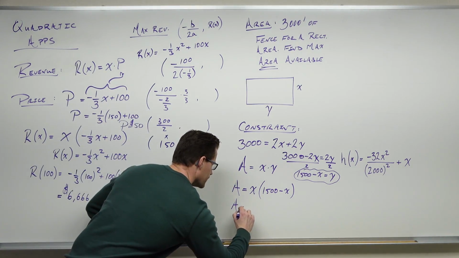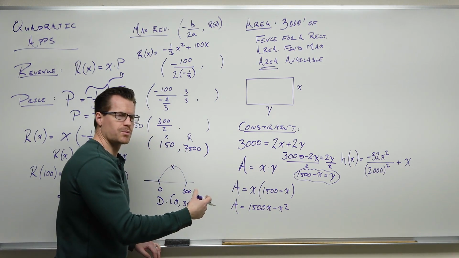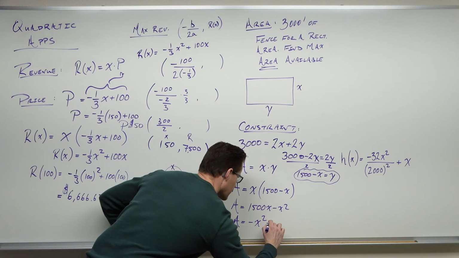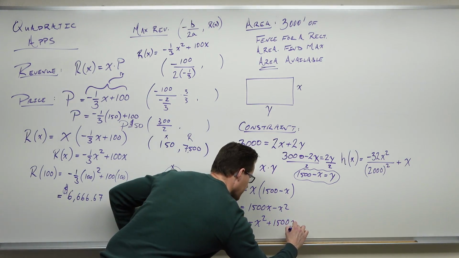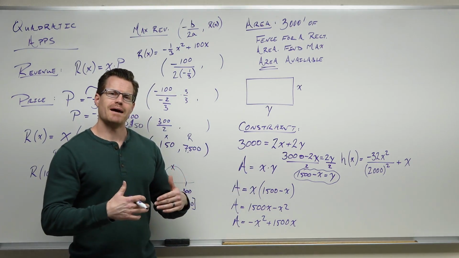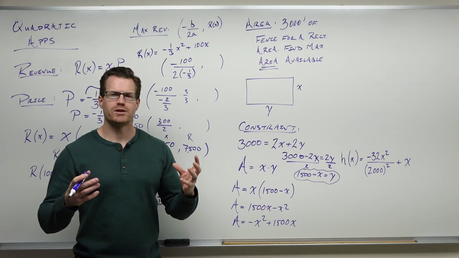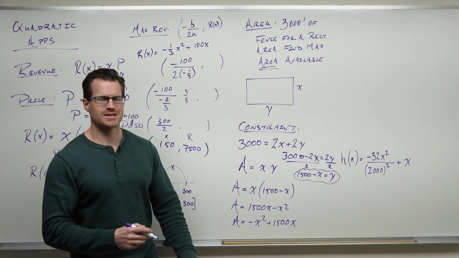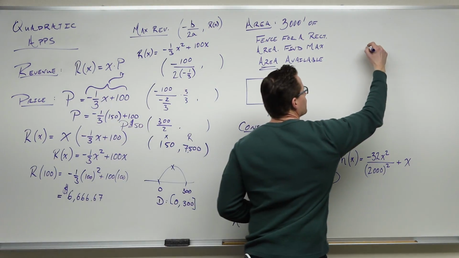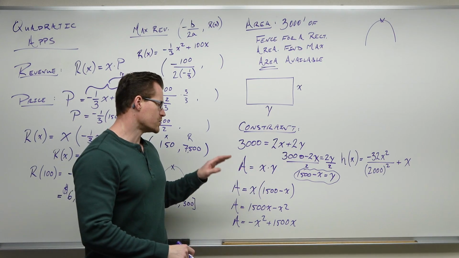If we distribute, and write this appropriately, in order, we get sort of the same exact look as what we got in our revenue problem. We have this downward opening parabola that represents our area. All we're trying to do is find the maximum. So if you think about this, where does the maximum happen on a downward opening parabola? It's got to happen at the vertex. All we're going to do is find the vertex.